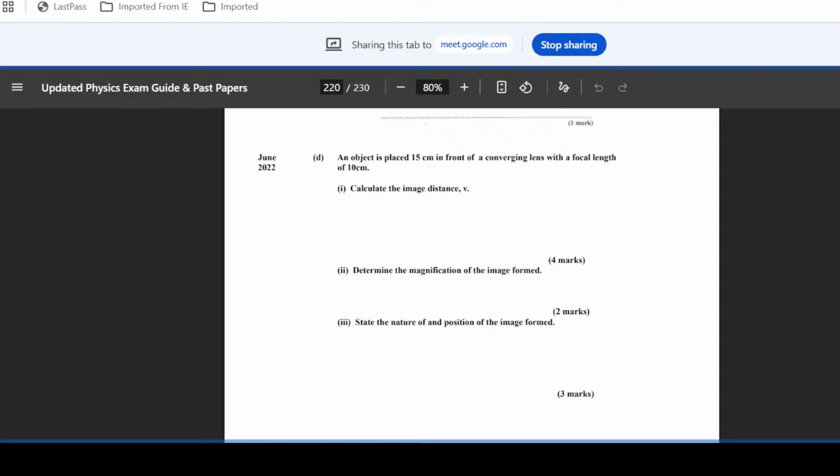Alright, any problems with that working out? All you're doing is just using the lens formula. It's just that it's a bunch of fractions, so just make it simple for yourself. Some people go ahead and find the LCM and work it out, but you don't need to do all of that. You just put it in the calculator and find a value.